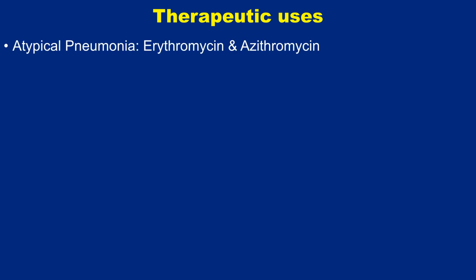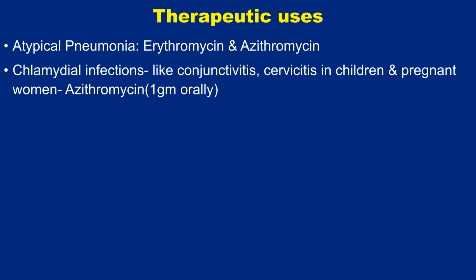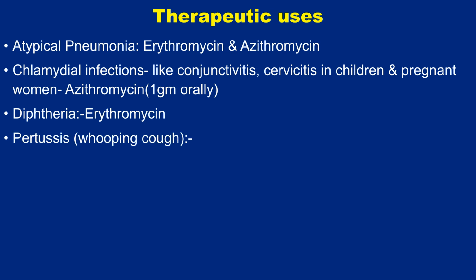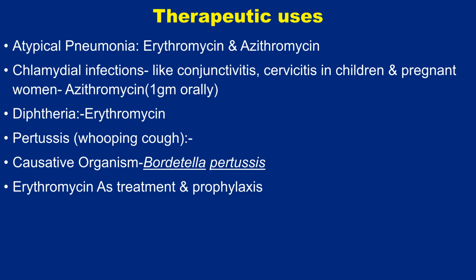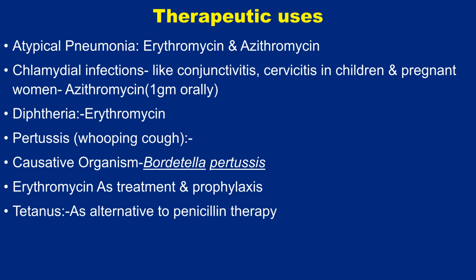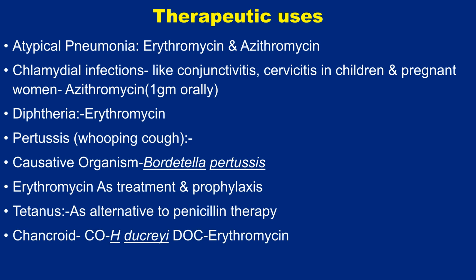Now coming to the therapeutic uses of macrolides. Erythromycin and azithromycin are effective against atypical pneumonia. For chlamydial infections like conjunctivitis and cervicitis in children and pregnant women, azithromycin 1 gram orally can be effective. In diphtheria, erythromycin can be given. Whooping cough, caused by pertussis, can also be treated with erythromycin as prophylaxis. Tetanus, as an alternative to penicillin therapy.